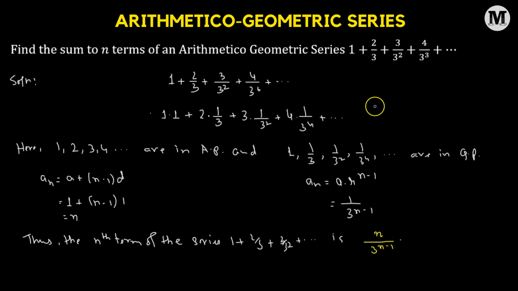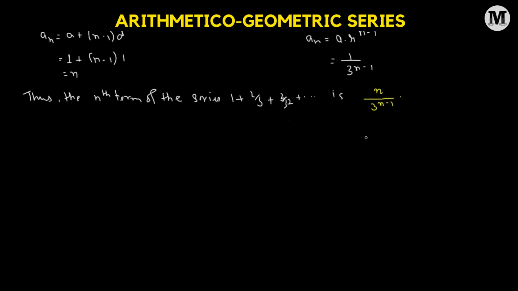We can actually verify whether this is true or not. So let us suppose that n equals 4. That means we want to find the fourth term of the series. So according to this formula, replace n with 4. So we have 4 divided by 3 raised to the power of 4 minus 1, which gives us 4 over 3 cubed. So now that we have the nth term, we are ready to find the sum.